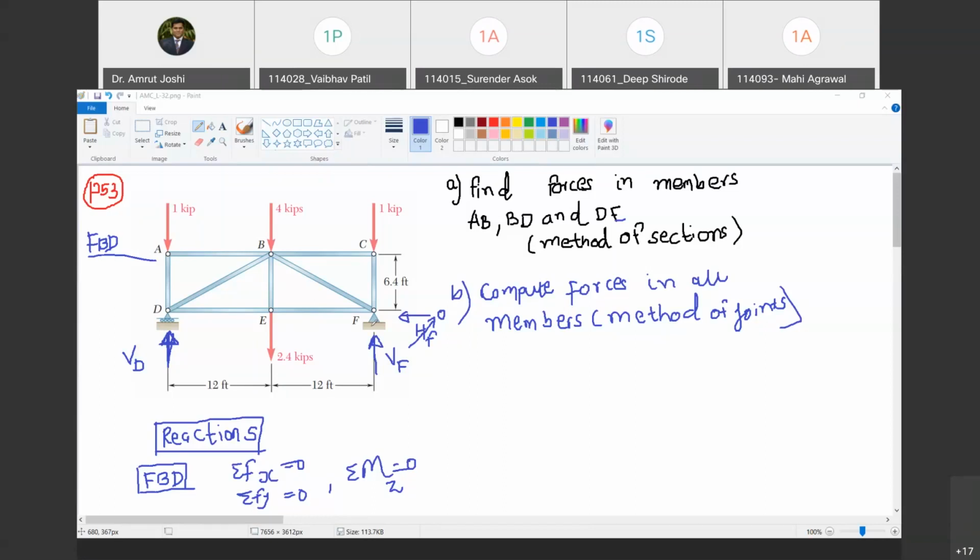Truss is symmetric, loading is symmetric, reactions are symmetric. So therefore, each reaction is going to be half the total load. Are you with me? Yes, sir. So what is the total load? Can you tell me? 1 plus 4 plus 1, that is 6. 6 plus 2.4, 8.4. So what is half of 8.4? 4.2. Are you with me? Yes, sir. So each reaction is going to be 4.2 kilopascal owing to the symmetry of reactions, loading and geometry. Are you with me? Yes, sir.